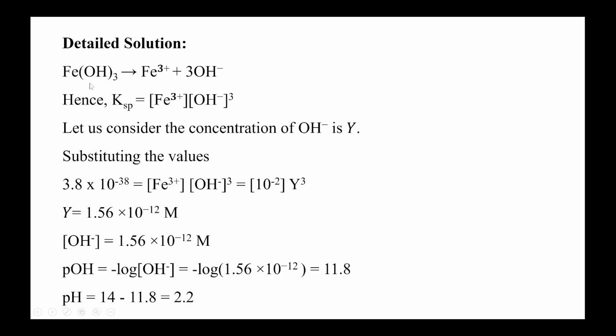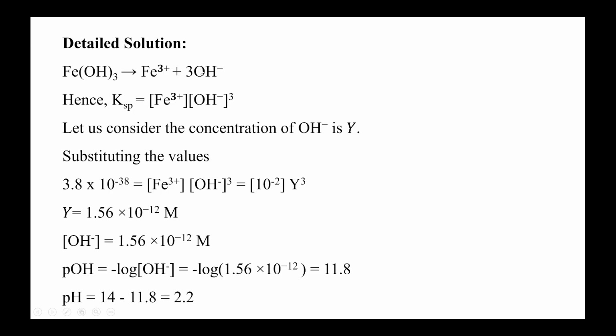So you have Fe(OH)3. I told you when it dissociates in the solution, it will give 1 mole of Fe3+ ion and 3 moles of OH- ions. Okay. So the solubility product will now be written as the concentration of Fe3+ multiplied by the concentration of OH- ions whole cubed.